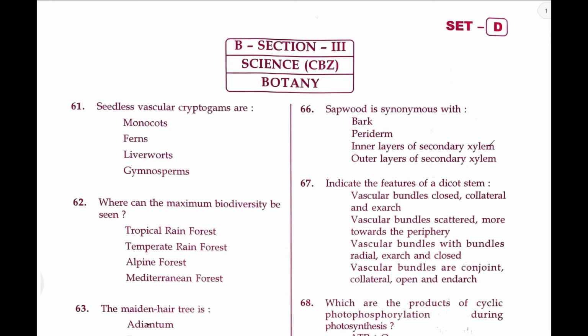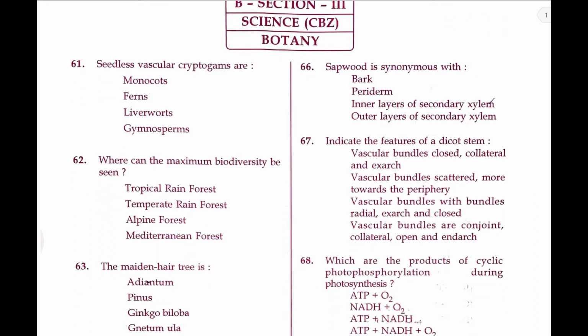So, the first question, seedless vascular cryptogams are dash. The answer is fern, because monocots, liverworts, gymnosperms all come under phanerogams. Liverwort is a bryophyte, while monocot and gymnosperm are phanerogams. So fern, that is pteridophyte, is under seedless vascular cryptogams.